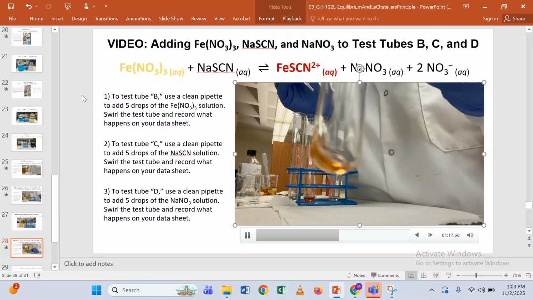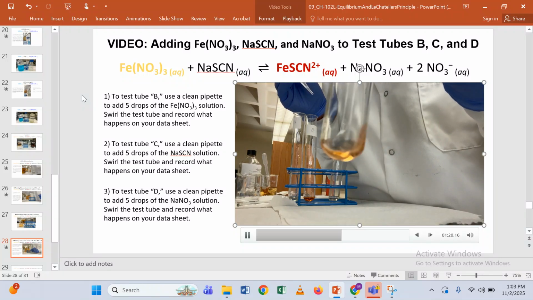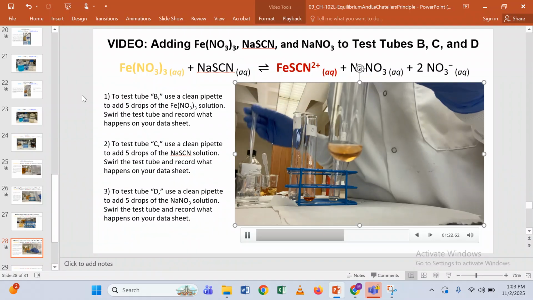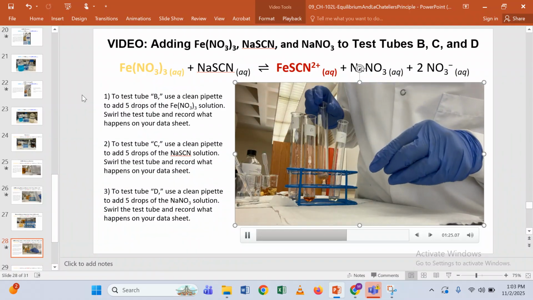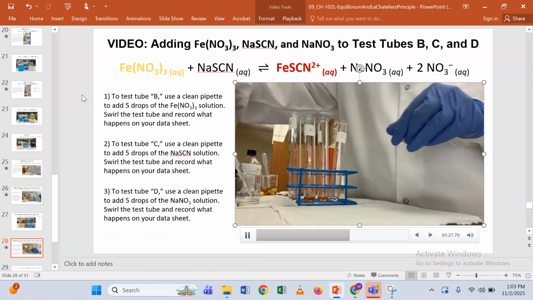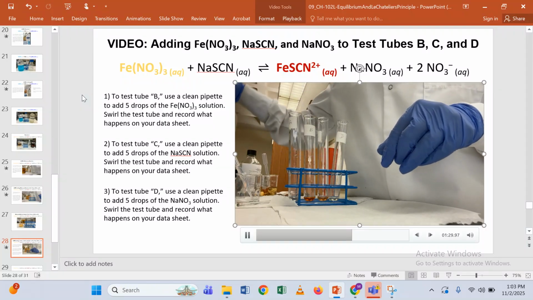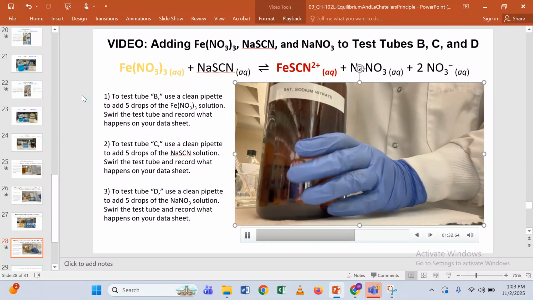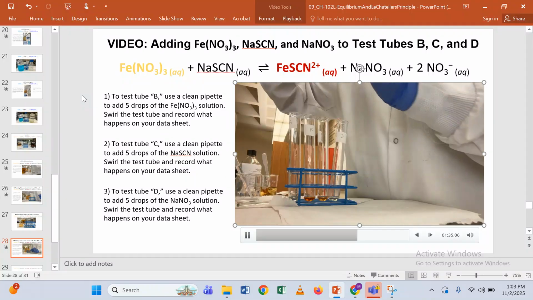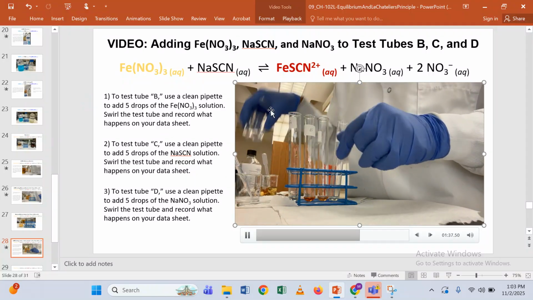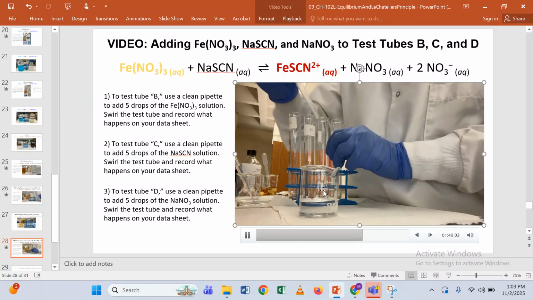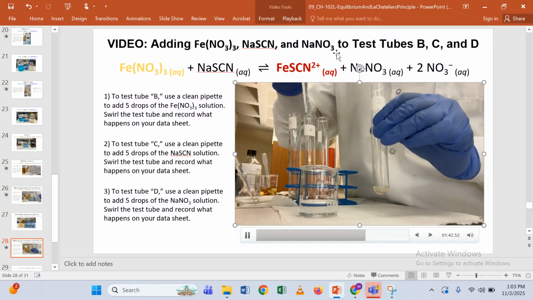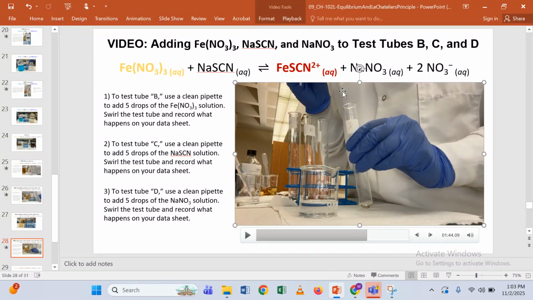Let's swirl it and look at that. It's not as strong as the first one, but it's actually turning a little bit. It's still staying yellow. The second one actually is a bit reddish. It's still red, so the second one is a right shift. The third one will be adding NaNO3, which is a product. So the summary here so far, if you add one of the reactants, it will shift to the right.